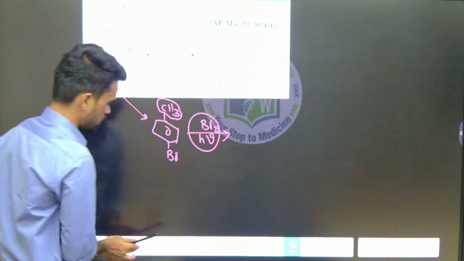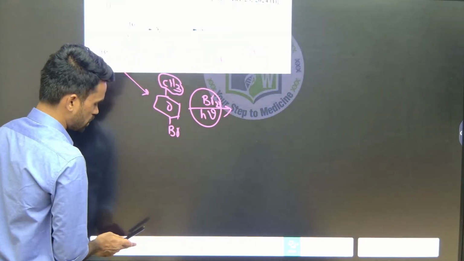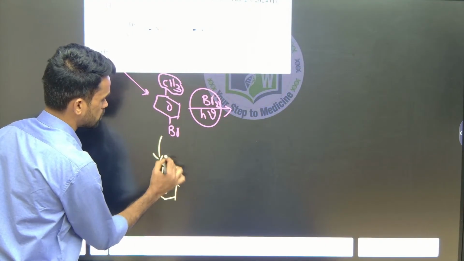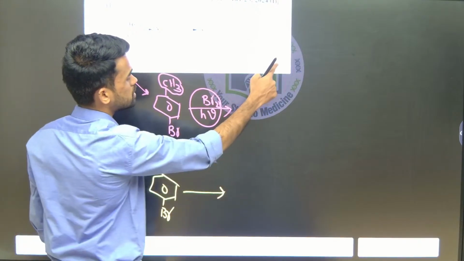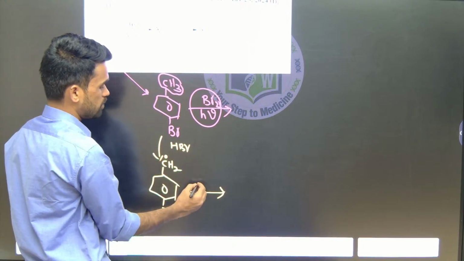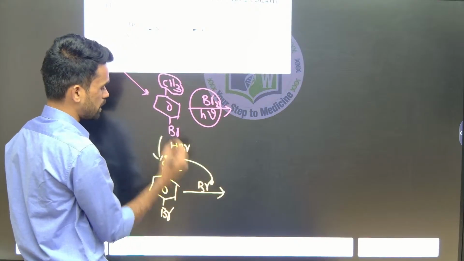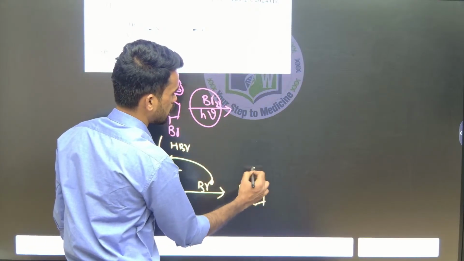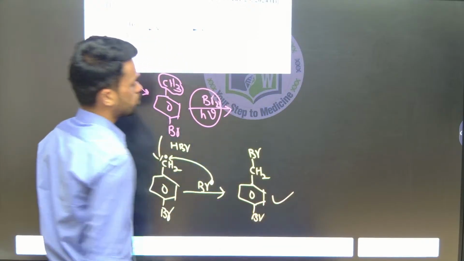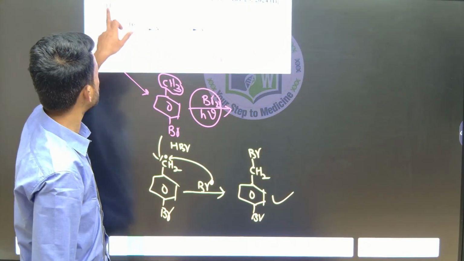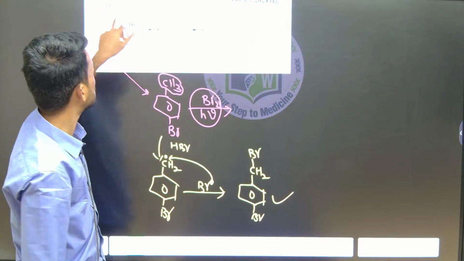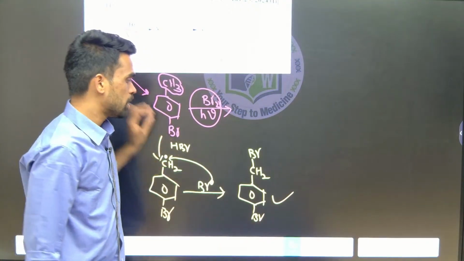After abstracting that hydrogen, what will it form? It will form a benzylic radical, like CH2 dot. Now out of these two bromines, one is taking the proton and forming HBr, and one more bromine radical is there, so that will combine with this carbon radical and make a bond, like CH2Br. So benzylic halogenation takes place whenever you have bromine in presence of sunlight, or chlorine in presence of sunlight, with alkyl benzenes. Hope this is clear.